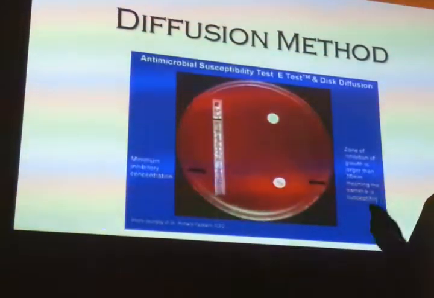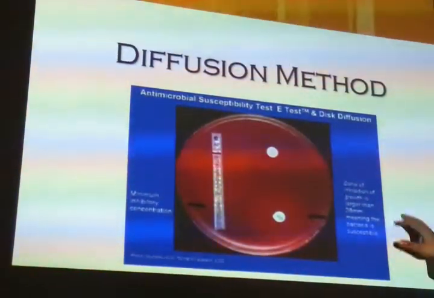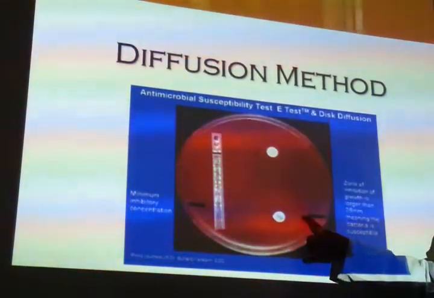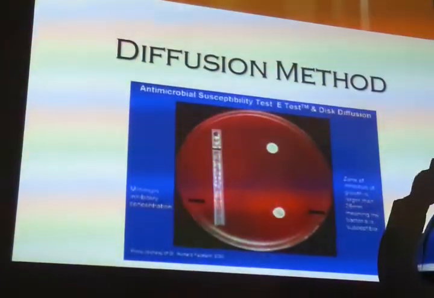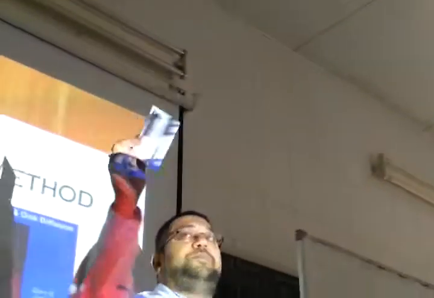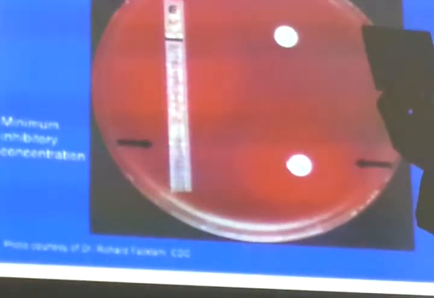In the diffusion method, please give me 20 minutes. You have a zone of inhibition, but this cannot tell you the MIC. You have another thing that is called an E-test or epsilometer test. You see what is written here? It is a strip like this. It has different concentrations of antibiotics starting from the bottom to the top, 0, 1, 2, 3, 4, 5, 6, 7, 8 like this. So the concentration of antibiotic is increasing.